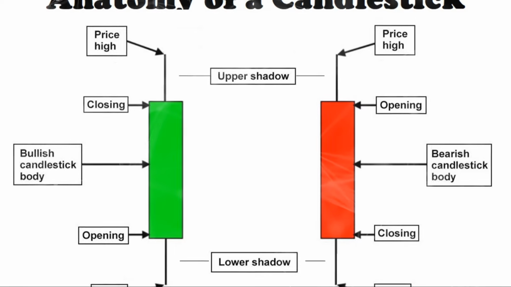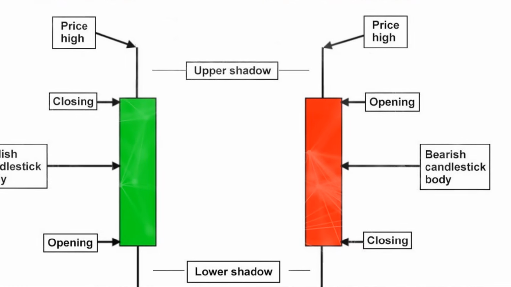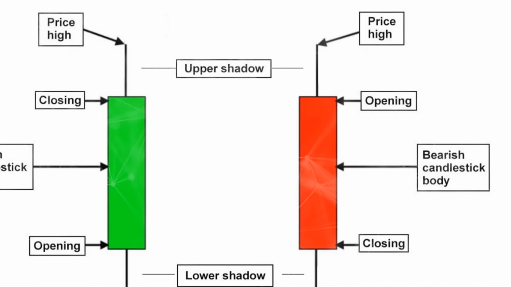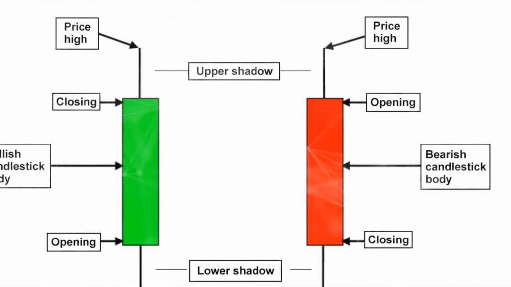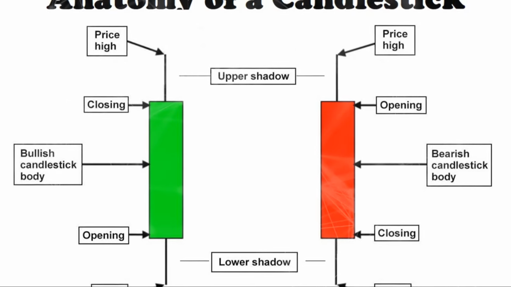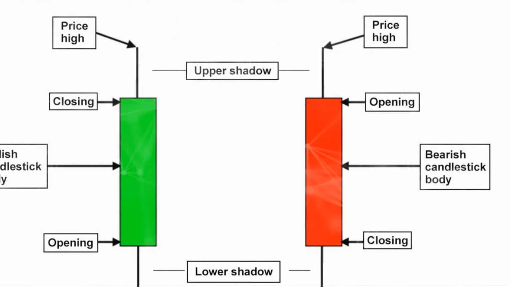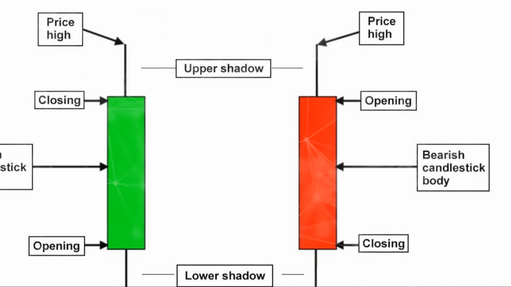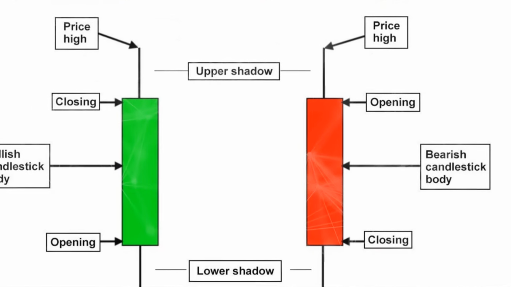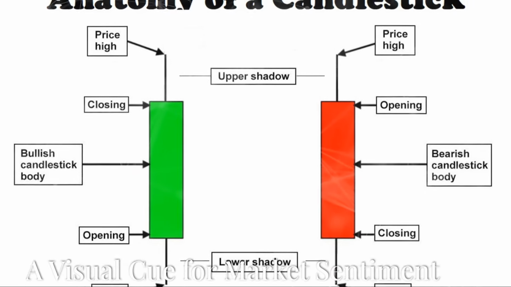At the heart of a candlestick chart lies the candlestick itself, a seemingly simple structure that holds a wealth of information. Each candlestick comprises two main components, the body and the shadows, also known as wicks or tails. The body represents the range between the opening and closing prices of the trading period. Extending above and below the body are the shadows, thin lines that depict the price extremes reached during the trading period.